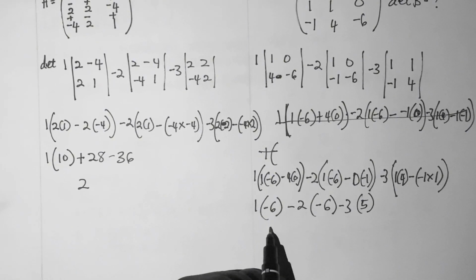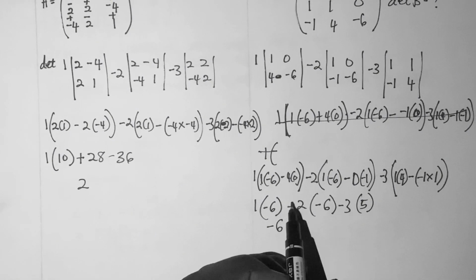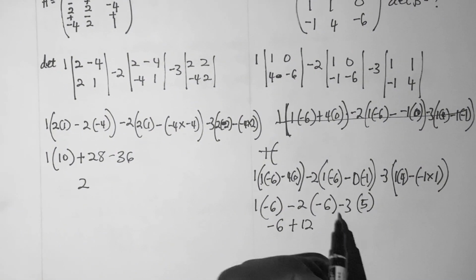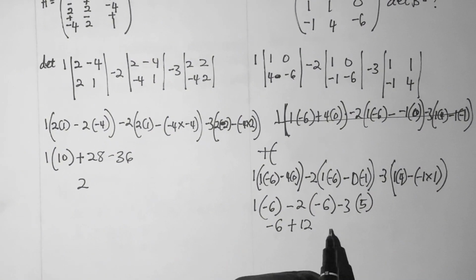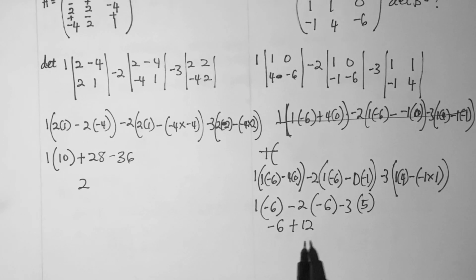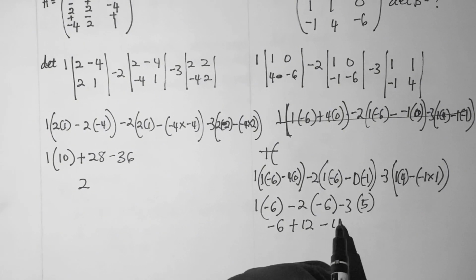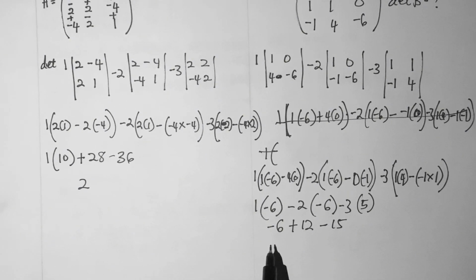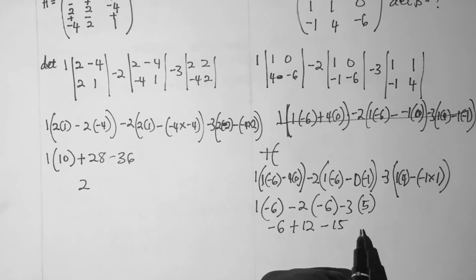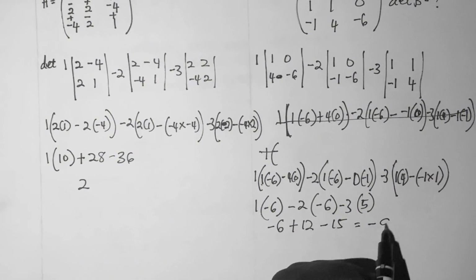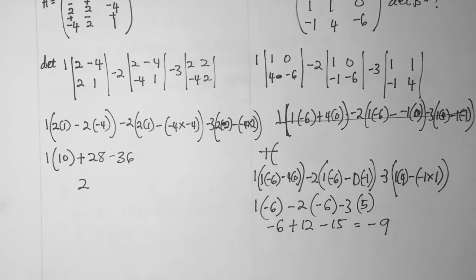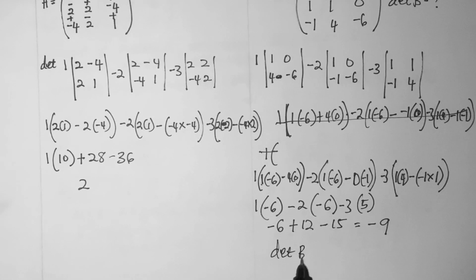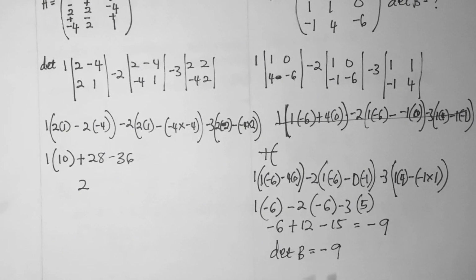So here is 1 times minus 6 is minus 6. And then minus 2 times minus 6 is plus 12. Then minus 3 times 5 is minus 15. So minus 6 plus 12 is 6. And 6 minus 15 is equal to minus 9. So the determinant of B is equal to minus 9.